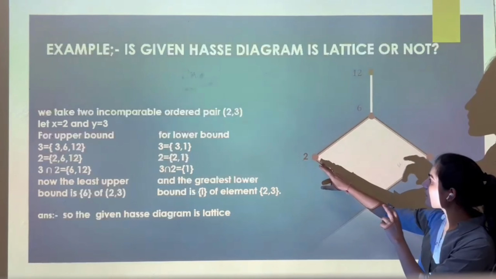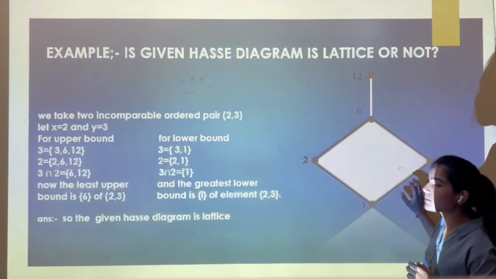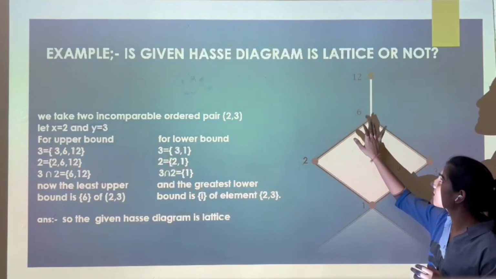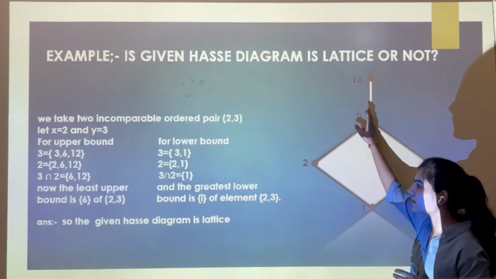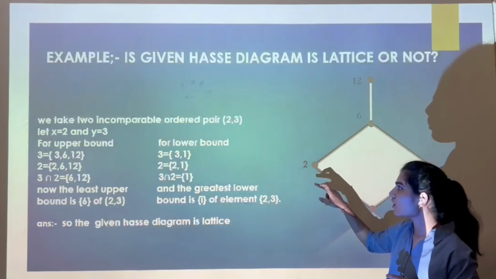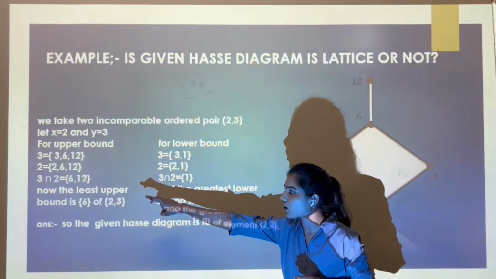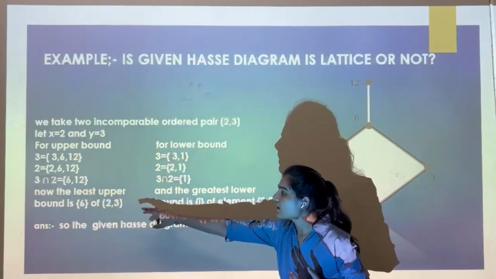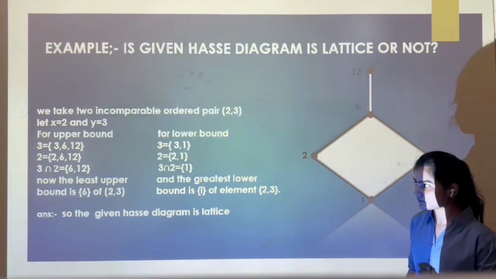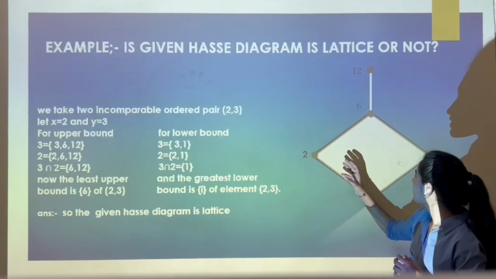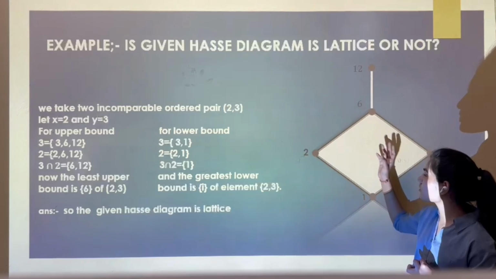The upper bound of 2 is 2 itself, 6 and 12. The upper bound of 3 is 3 itself, 6 and 12. And the upper bound of 6 is 6 itself and 12. To find the least upper bound, in the intersection of these elements, 6 is the least. So 6 is the least upper bound of 2, 3 and 6. And for the pair 2 and 3, the least upper bound is also 6.